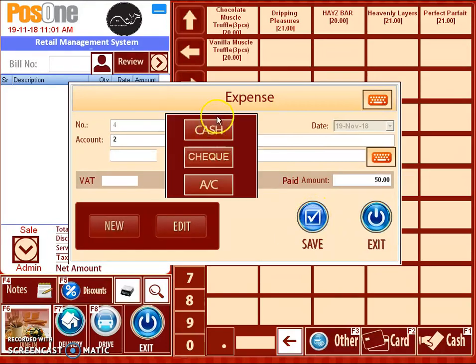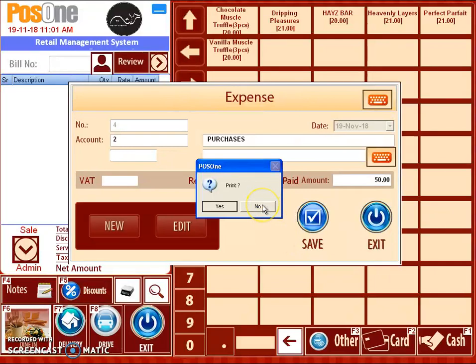Once it is confirmed, they can pay in 3 modes. If it is cash, it will affect the cash at the counter, or they can post it as a credit bill, which will be payable later. So in this case, we will go with the cash payment. Once it is confirmed, the expense is posted.